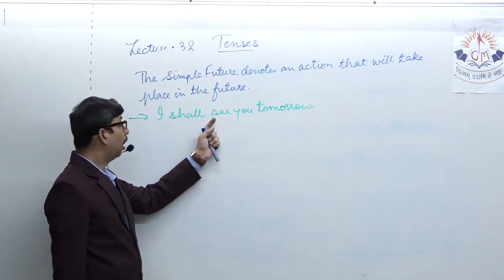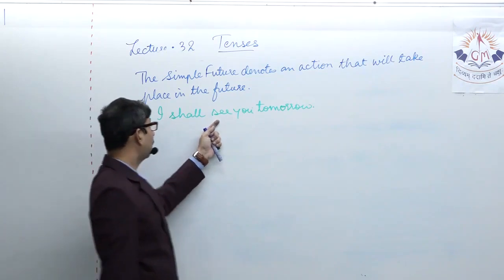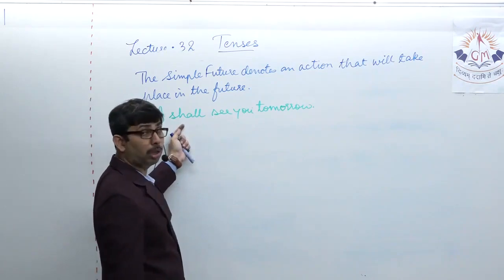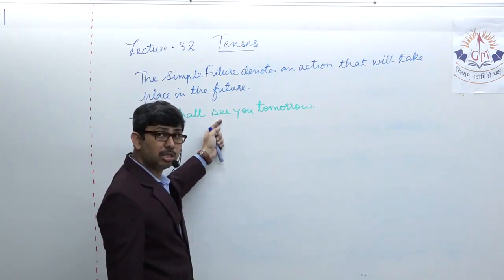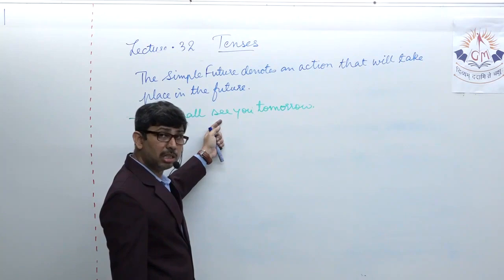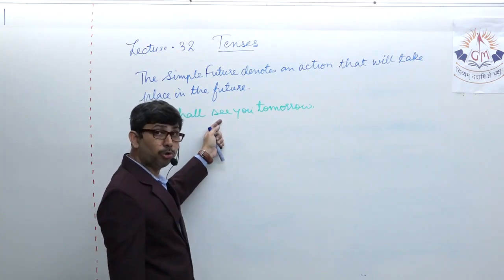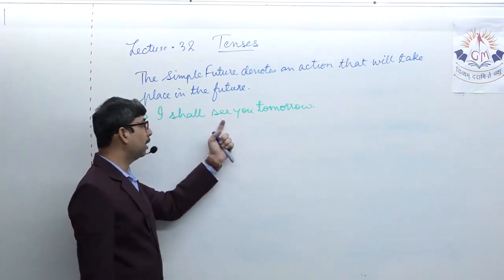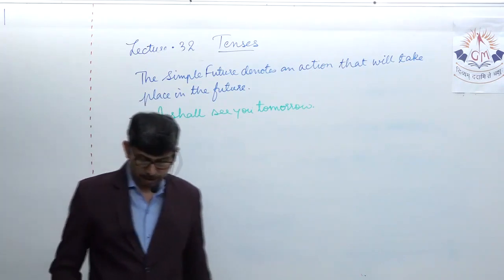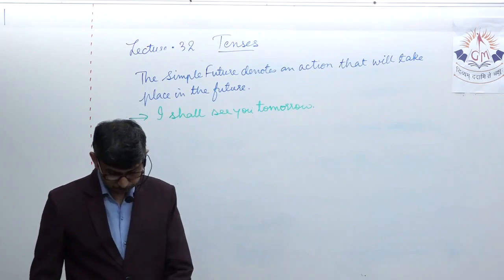There will be no use of the other agreement of the singular or plural. It will always be in its original form. We will never write I shall seize you tomorrow, I shall seeing you tomorrow, or I shall saw you tomorrow. No, we will only be writing I shall see you tomorrow, and see will remain in its base form. Similarly, one more example.